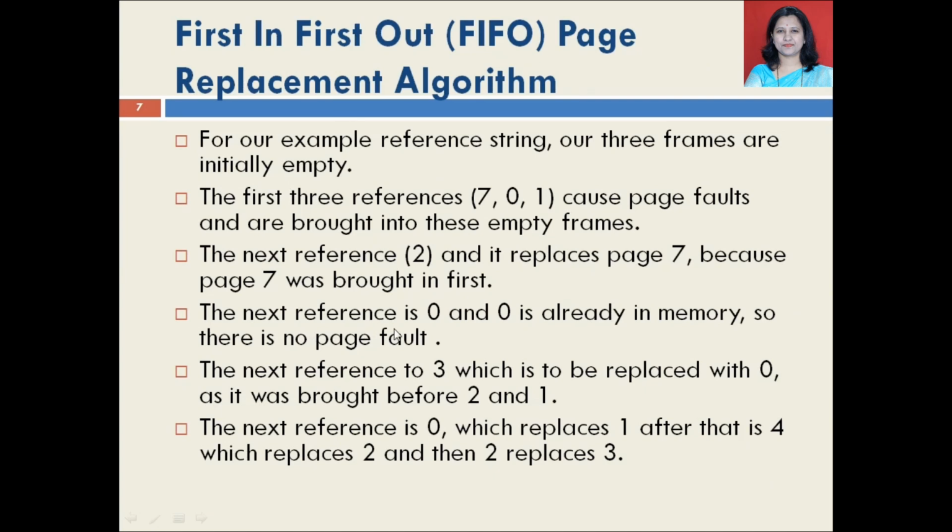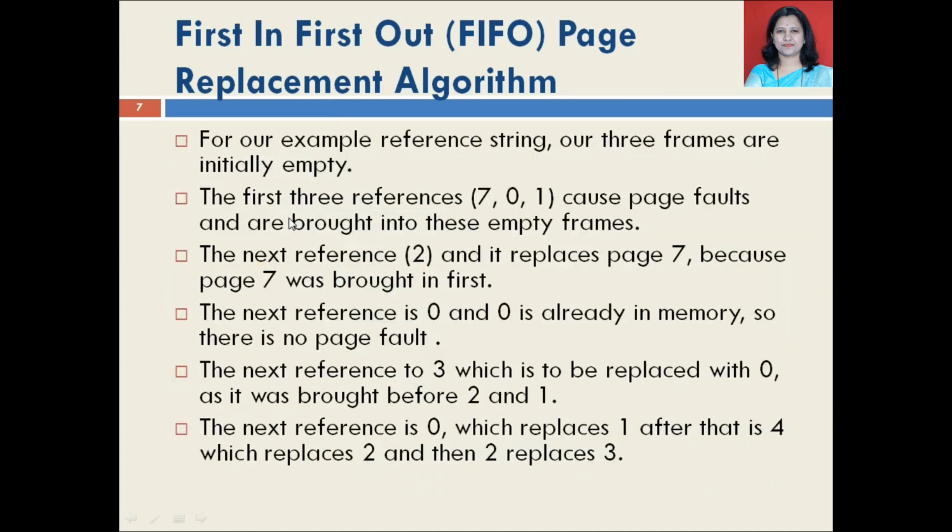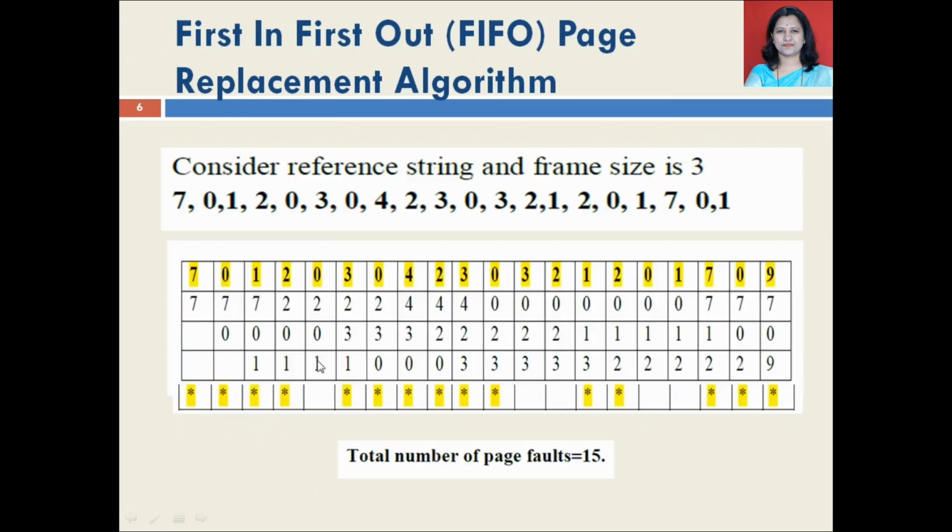Now the next reference is 0. We can see the next reference is 0, and 0 is already there in memory, so there is no page fault here. We see 7, 0, 1, then 2, then 0. Since 0 was already there, placing this 0 causes no page fault.